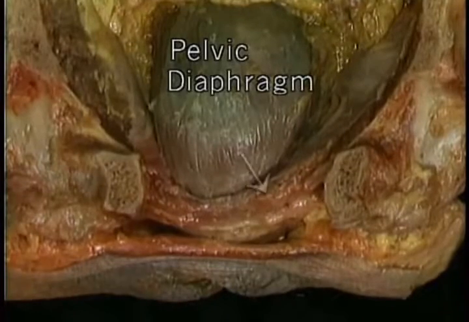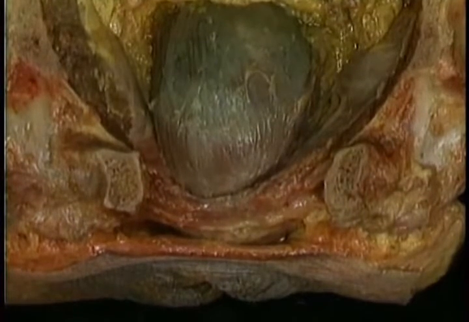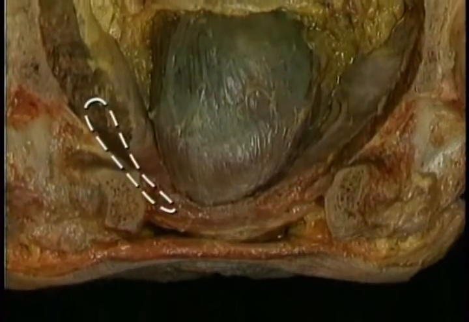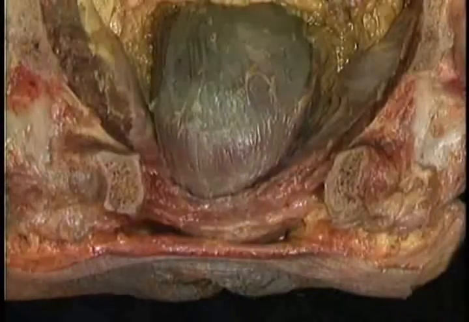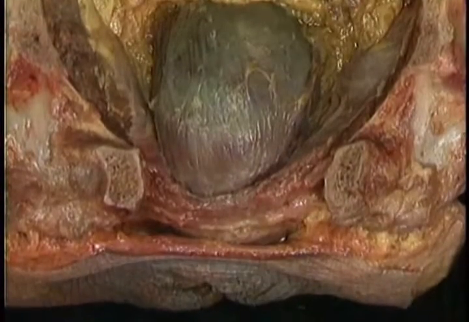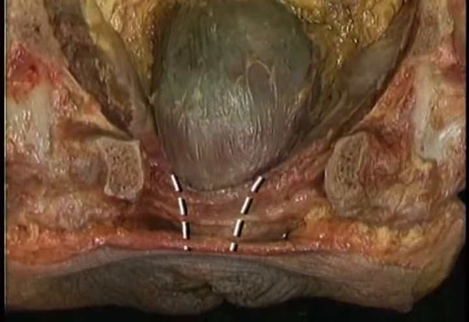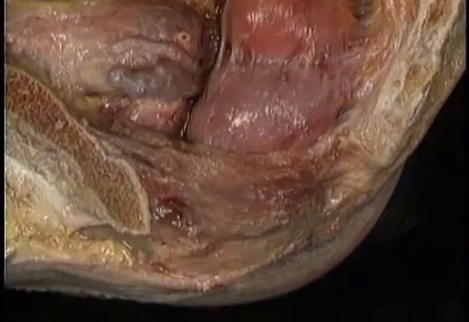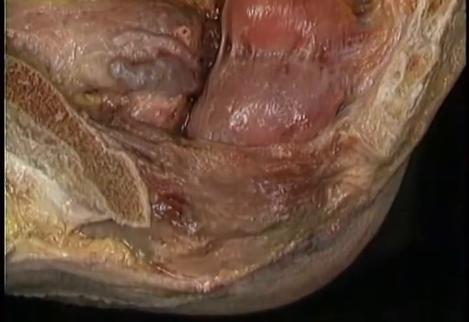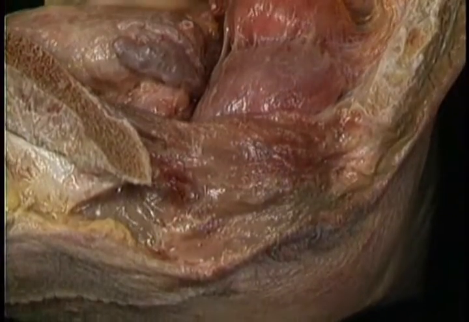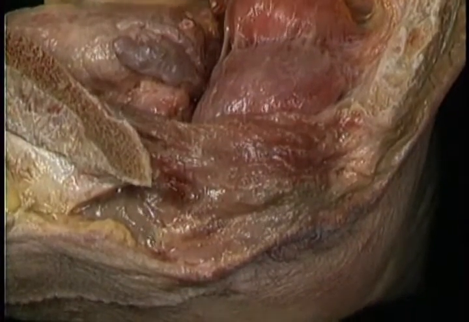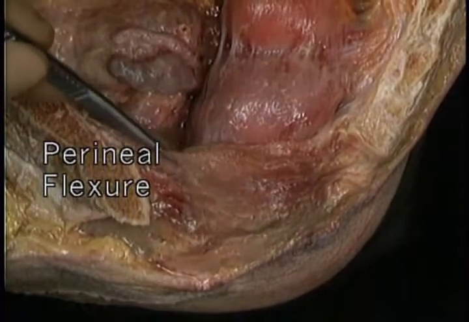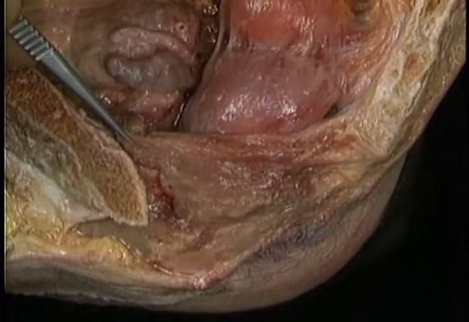Here's the pelvic diaphragm sloping down on each side. It's formed mainly by the levator ani muscle. This is the puborectalis part of the levator. As the rectum passes through the pelvic diaphragm, it becomes continuous with the anal canal, which ends here at the anus. The lower end of the rectum runs downwards and forwards. The anal canal runs downwards and backwards. The angulation between the rectum and anal canal, the perineal flexure, is maintained by the forward pull of the puborectalis part of the levator ani muscle.